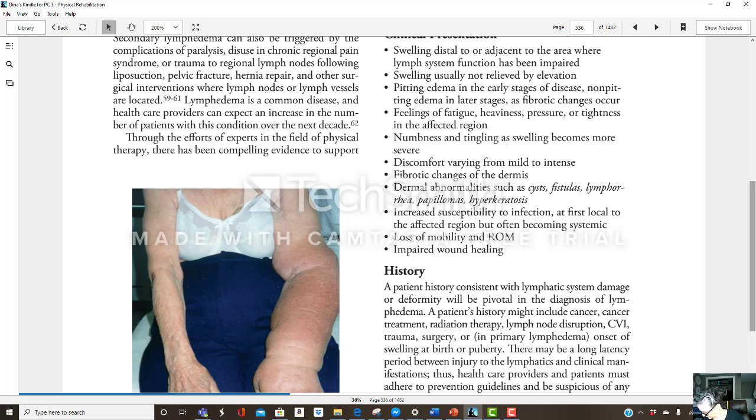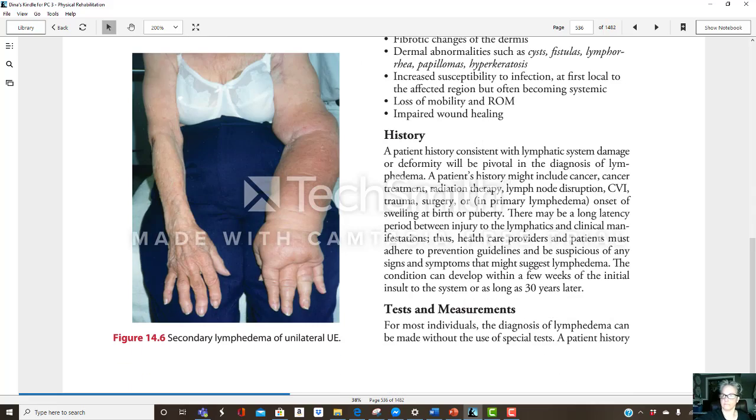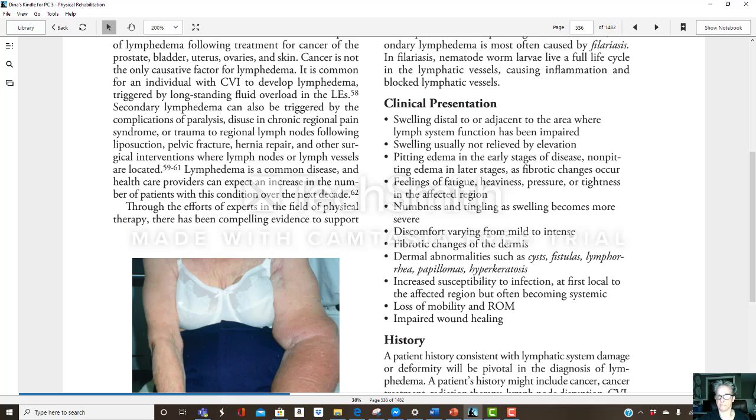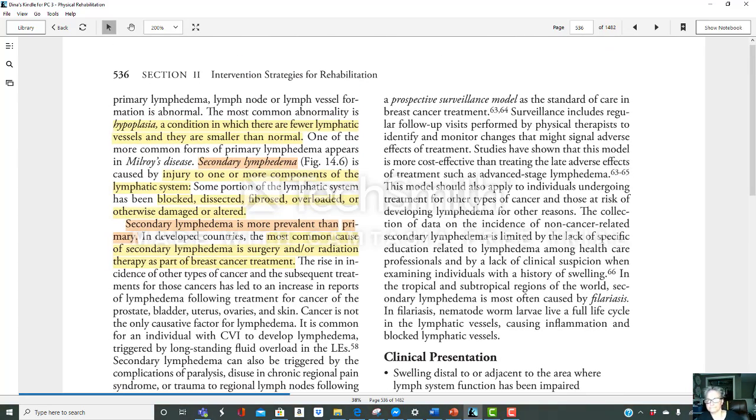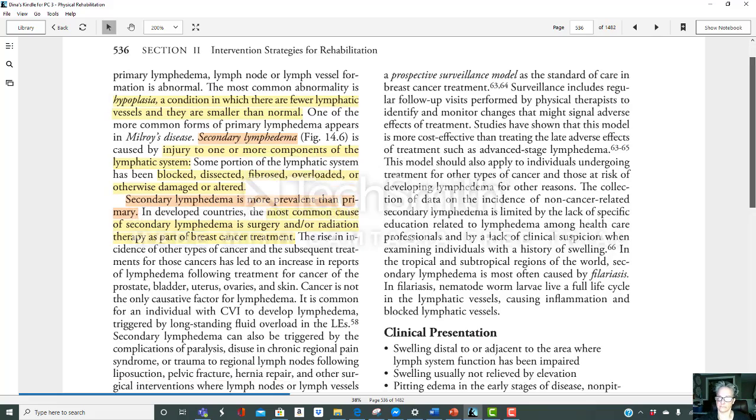Through the efforts of experts in the field of physical therapy, there has been compelling evidence to support a prospective surveillance model as the standard of care in breast cancer treatment. Surveillance includes regular follow-up visits performed by physical therapists to identify and monitor changes that might signal adverse effects of treatment. Studies have shown that this model is more cost-effective than treating the late adverse effects of treatment such as advanced-stage lymphedema. This model should also apply to individuals undergoing treatment for other types of cancer and those at risk of developing lymphedema for other reasons.